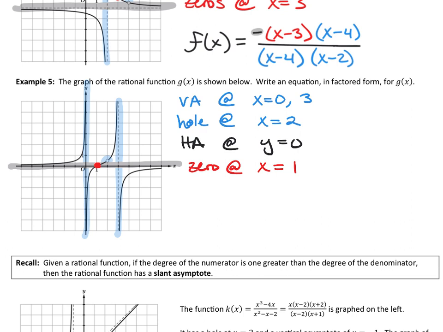Now, the horizontal asymptote being 0 means that this is a BOBO question. So it needs to make sure that at the end we have more factors on the bottom than we have on the top.